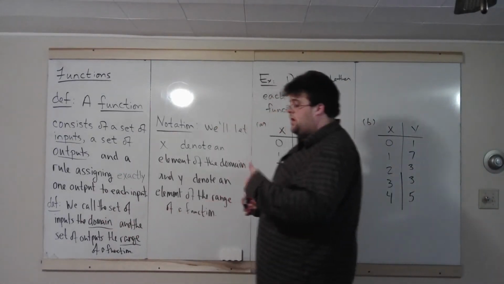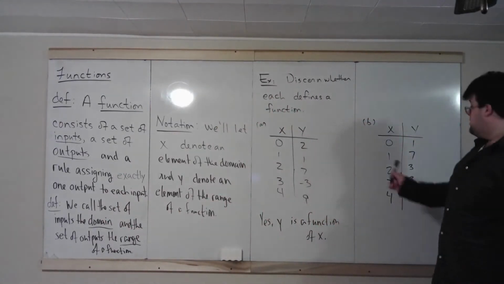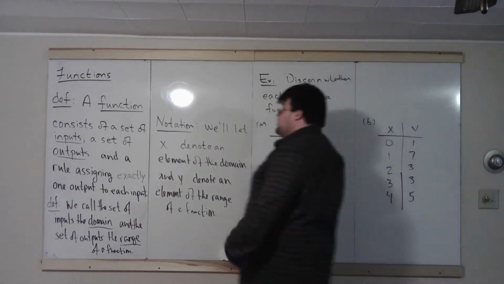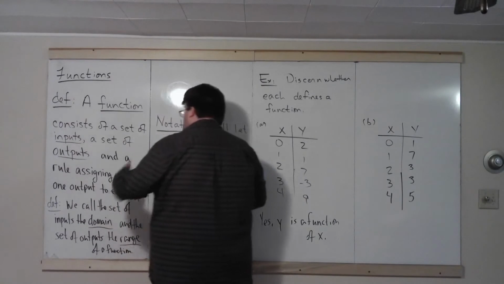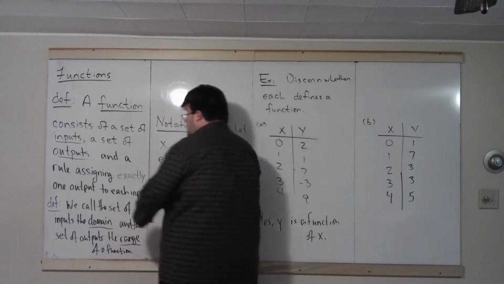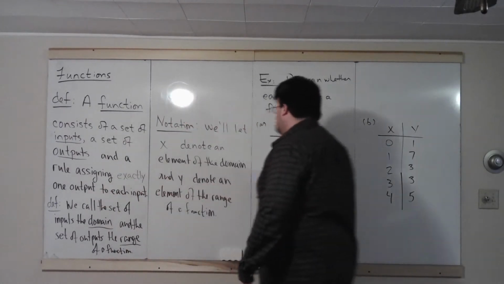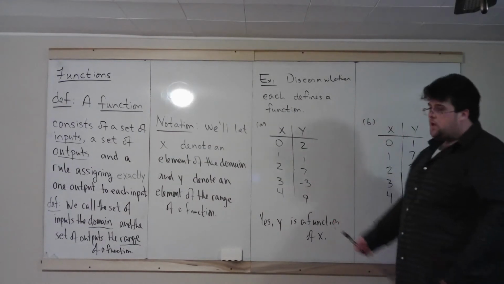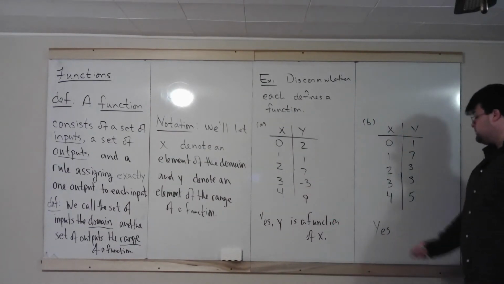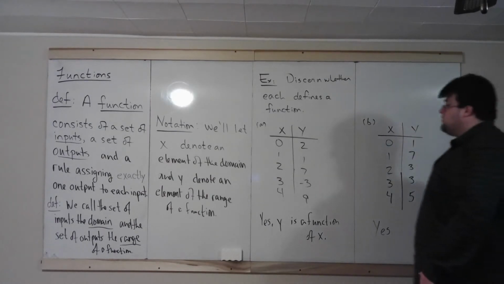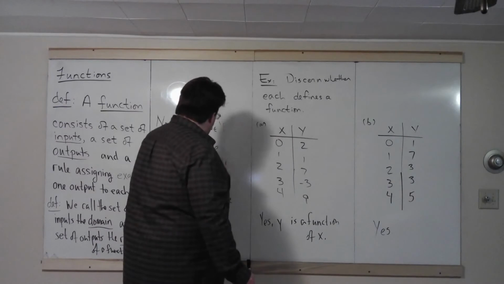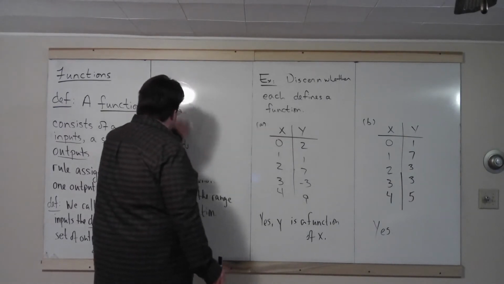Input 0, one output. Input 2, one output. Input 3, one output. What would prevent it from being a function is if there were an input with more than one output. So I'll just say yes here, y is a function of x, but I'll just say yes because who wants to write the same words twice right next to each other? And let's do a third one.